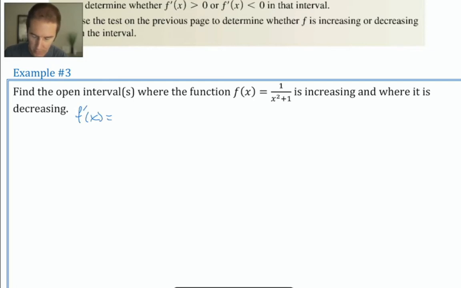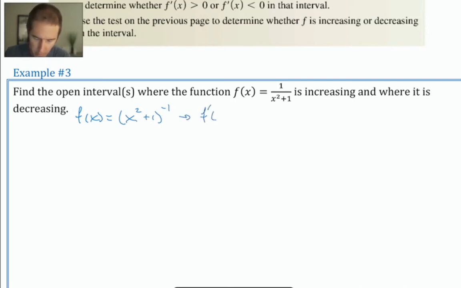F prime of x equals, oh, now this is a little tricky because it's a fraction. So you could either use the quotient rule or I think what I'll do is I'm going to erase this prime in here, and I'm going to rewrite my original function as x squared plus 1 to the negative first power. That way I can use the chain rule in order to find the derivative. Okay, so let's do that now.